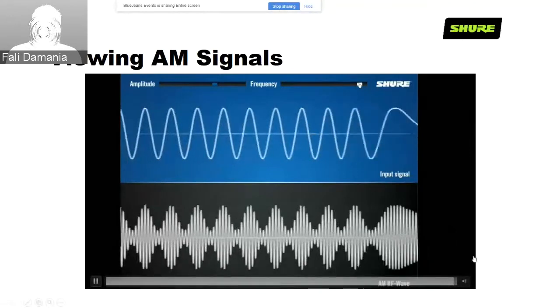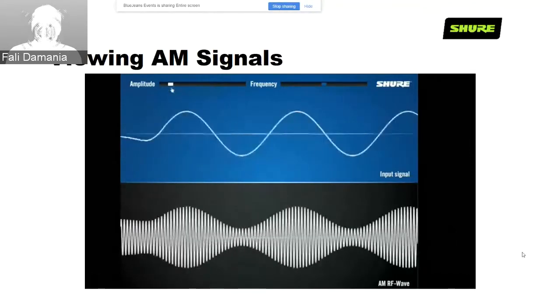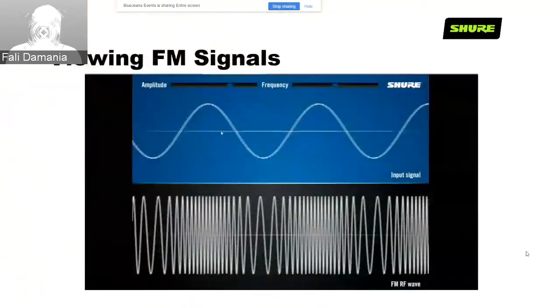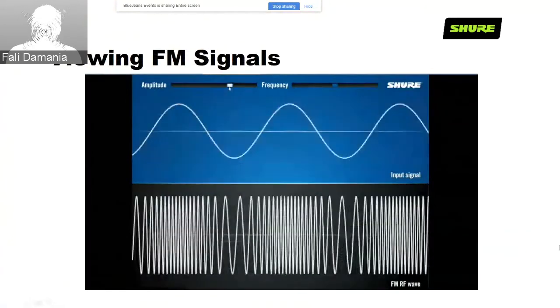Next, we'll have a quick look at FM. FM, similar to what we listen to in our cars, on a standard FM radio, and to an extent on an FM transmitter receiver system, like an analog Shure UHFR system. Those are all FM systems. Now, in this case, the frequency of the carrier wave is varied in proportion to the baseband. And it's used in many analog pro devices: FM radio, analog TV, synthesizers, computer sound cards, and analog wireless systems. On this next slide, we'll have a quick look at a small animation of what the FM signal is actually doing.